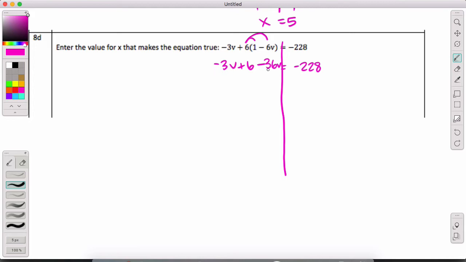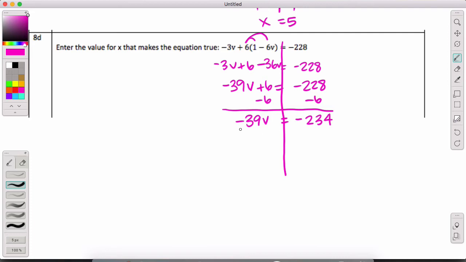Negative 3v minus 36v gets more negative. Another way of saying that is negative 3 plus negative 36 is negative 39. V plus 6, negative 228. Another place that you might make a mistake is right here. Negative 228 take away 6. We end up with negative 39v right here, and we get negative 234. Final step, divide by negative 39, so we can get positive 1v on the left, and we have v equal, and we get 6. It is a positive 6.